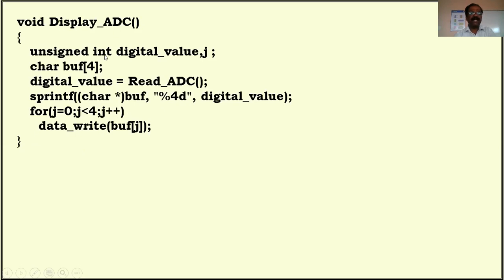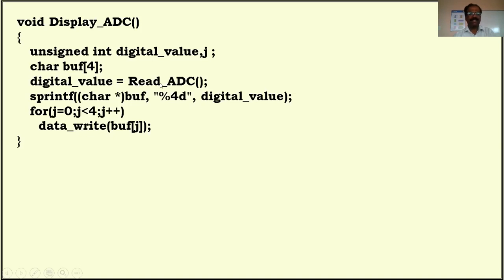Here, unsigned int digital value, then one more variable called J. Then char buffer of 4, because the maximum digital value is 1023. We can vary from 0 to 1023. Here 0 volt means 0, and 3.3 volt means 1023. Therefore, I'm going to reserve 4 consecutive locations. The name of the array is buffer, of character type.